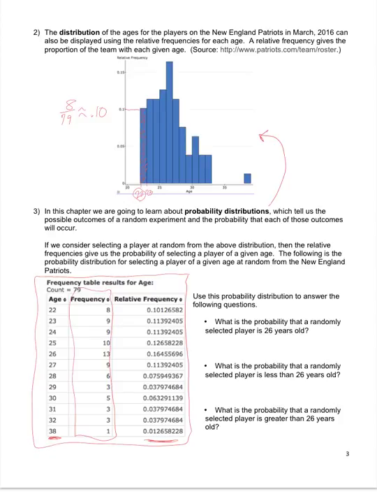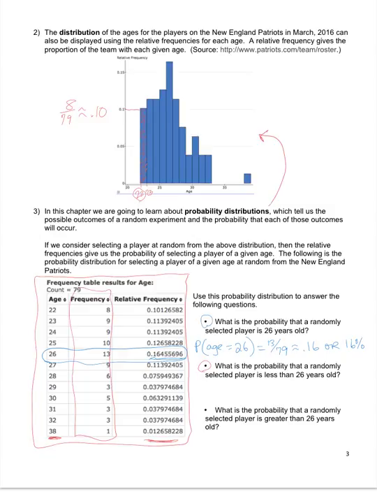Down below, we're going to look at these bullets. We use this probability distribution to answer the following questions. First one, what is the probability that a randomly selected player is 26 years old? We want the probability that the age you pick at random is 26. We can go into our table here. Here's our 26-year-olds. There were 13 players that were that age out of 79, and if we convert that to decimal form, we should get this last number on the table. That's going to be approximately 16%, or 0.16.